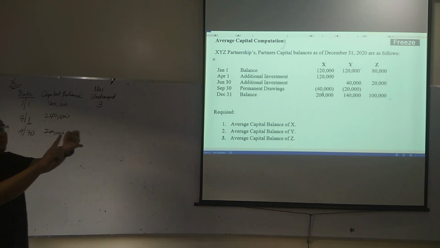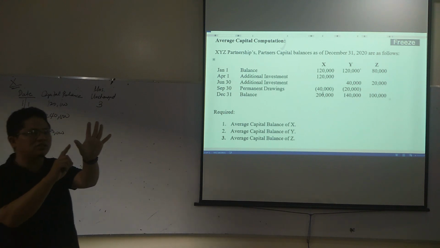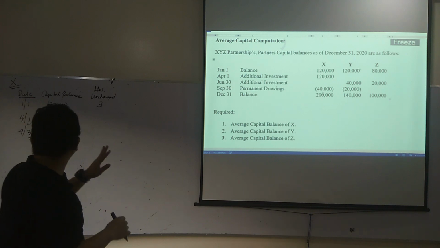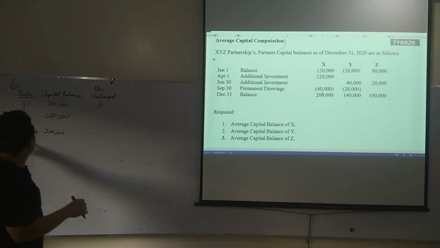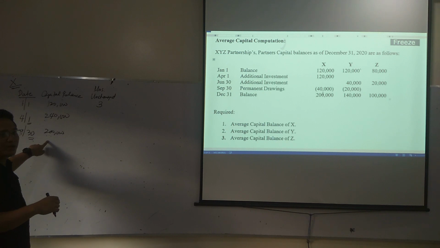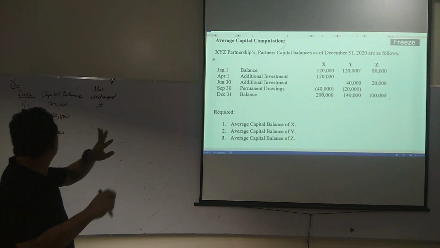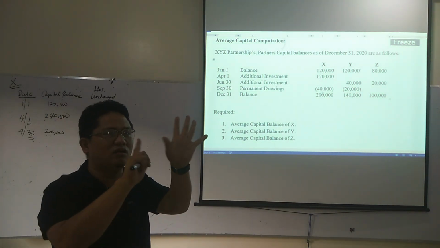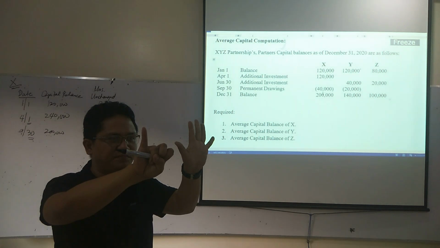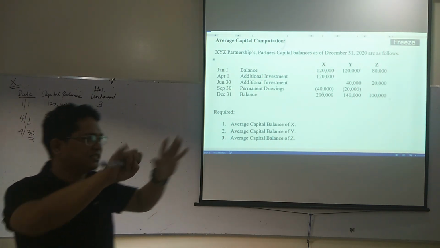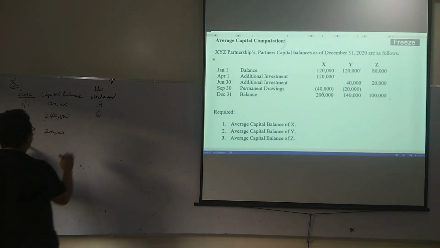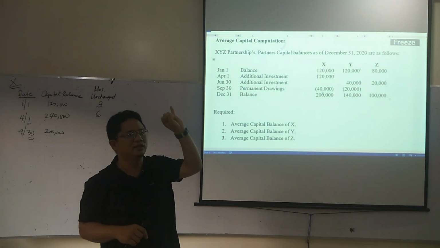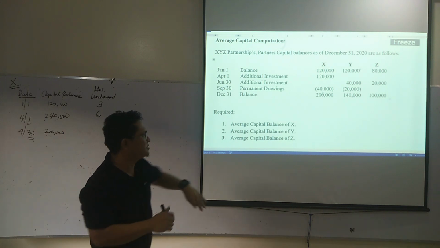Next, April, May, June, July, August. Then we include September because the change is on September 30, so it's counted as October 1. So April, May, June, July, August, September. We include September because it's the end of the month. That's 6 months. Then from September 30 to December 31, October, November, December, 3 months.